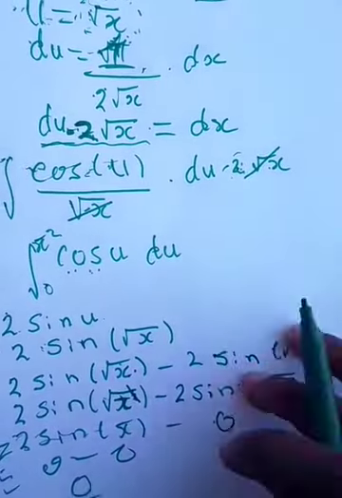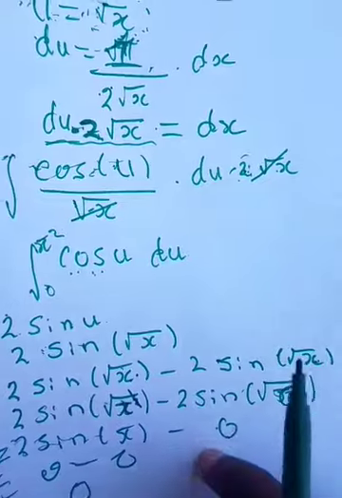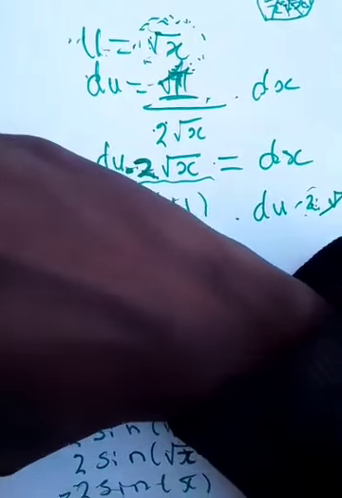And don't even feel guilty. Answers come out like this, 0. Just write 0. Don't even be afraid.